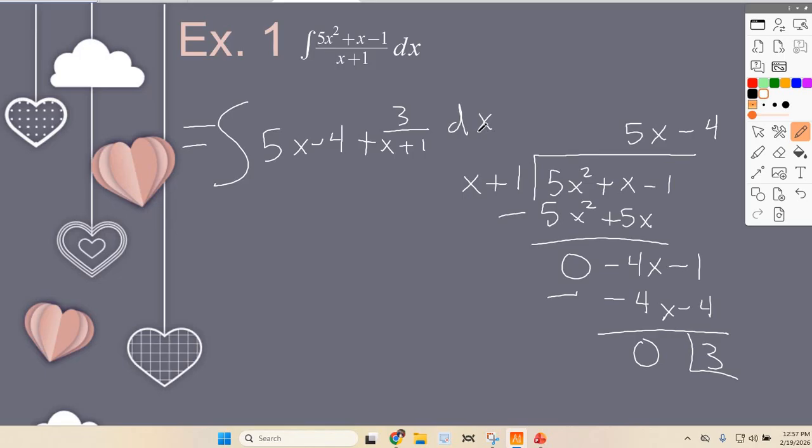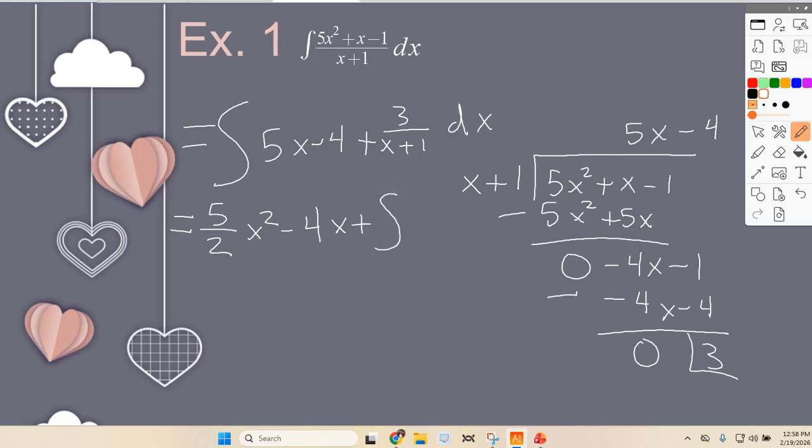So what's the antiderivative of 5x? So it's 5 over 2 x squared. Add 1 to the exponent, and then divide by our new exponent. And then our antiderivative of negative 4 is just negative 4x. Now on this last one, what are we going to have to do?